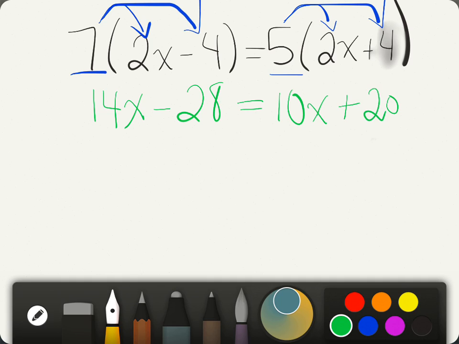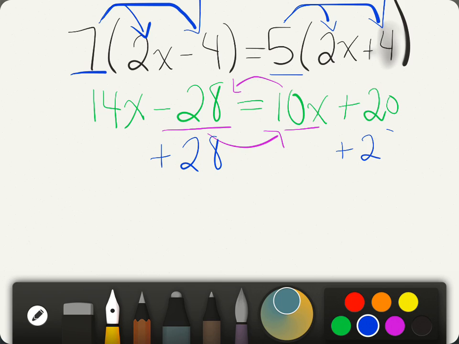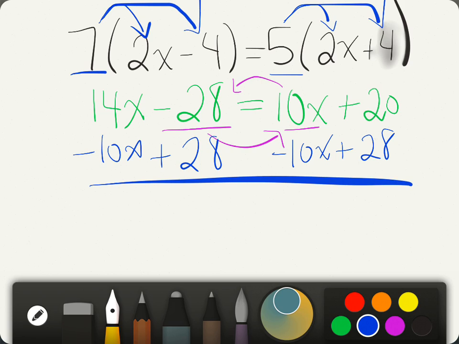So again, I'm going to group my like terms. So I want to move this negative 28 to this side and the positive 10x to this side. Once I move those over, so I am going to add 28 to this side, add 28 to this side, and I'm going to subtract 10x from this side, subtract 10x from this side. 14x minus 10x is 4x. Negative 28 plus 28 cancels out. 10x minus 10x cancels out. 20 plus 28 is 48. Bring down my equal sign.